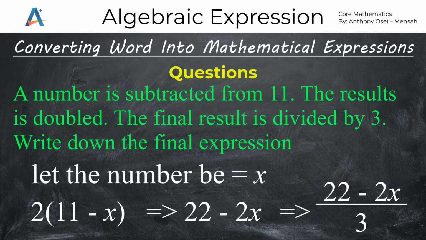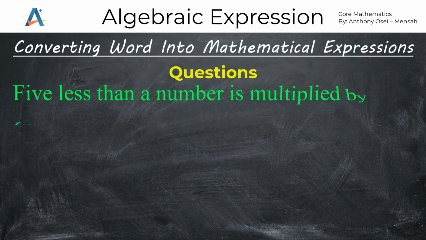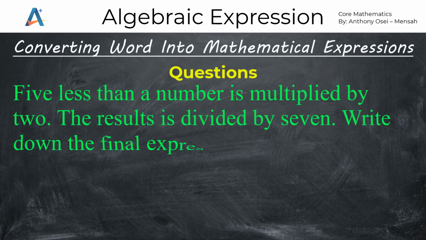Question number 4. It reads: 5 less than a number is multiplied by 2. The result is divided by 7. Write down the final expression. From the question, we have to convert the words into maths. So 5 is a real number. Less than. Don't forget, from the words we saw, less than was part of the subtraction. So less than represents the subtraction sign. But take your time because the positioning will change.